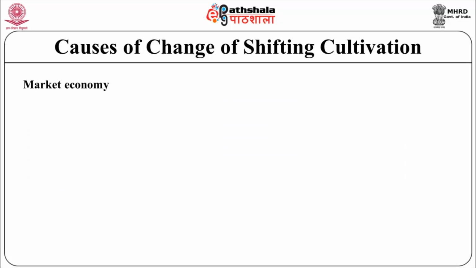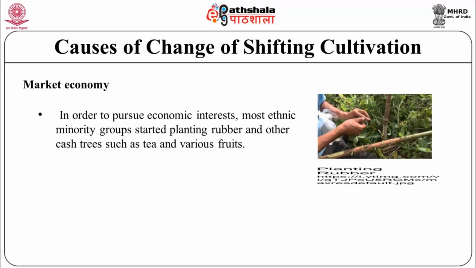Now, let us see the role of the market economy. Along with other reforms and policies, the central government of China is paying close attention to the developing market economy. In order to pursue economic interest, most ethnic minority groups started planting rubber and other cash trees such as tea and various fruits. As a result, shifting cultivation is disappearing quickly.